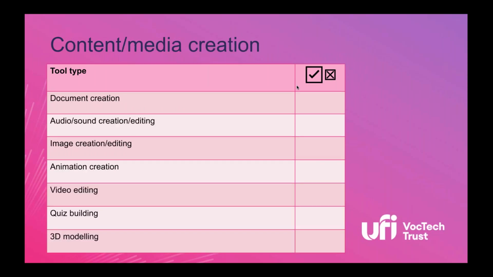You will almost certainly be creating new forms of media, so documents, sound, images, animation. You may be creating and editing video for the first time. You may be building quizzes. It's kind of unlikely you'll be doing 3D modeling, but some of the 3D modeling tools now online are so easy to use that you might be. So which of these do you need? So you've identified your category, you're now thinking, which of these do I need?